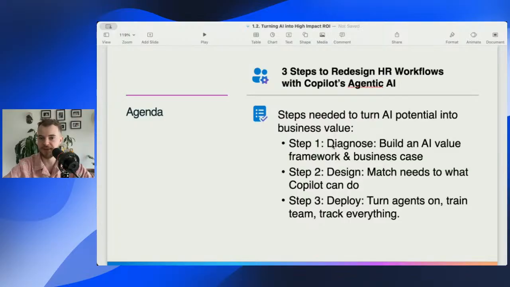Once you've done that, you design. So you match your needs to what Copilot's agents can actually do and really map out what your workflows look like with AI agents integrated into them. Finally, step 3 is to deploy.